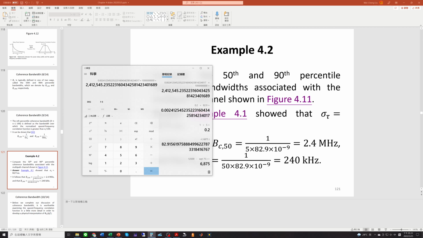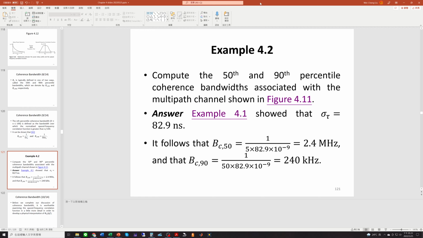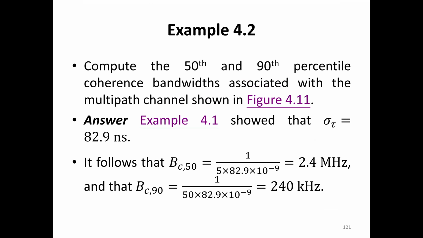Okay, we can see that this value is approximately 2.4 megahertz. And that BC90 is equal to 1 over 50 times 82.9 times 10 to the power of negative 9.